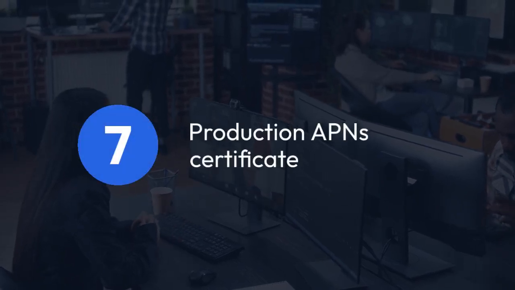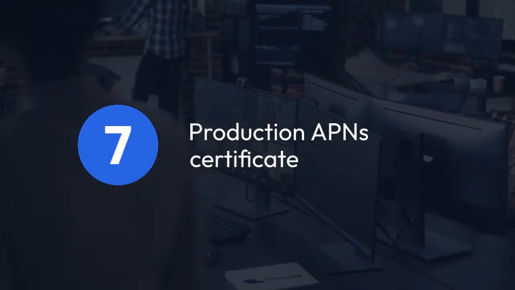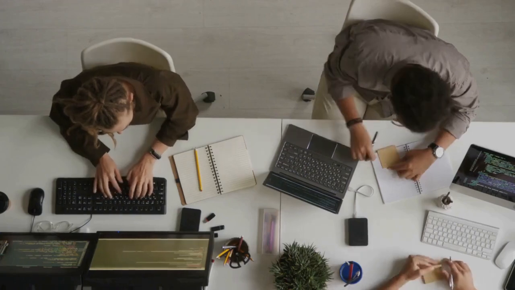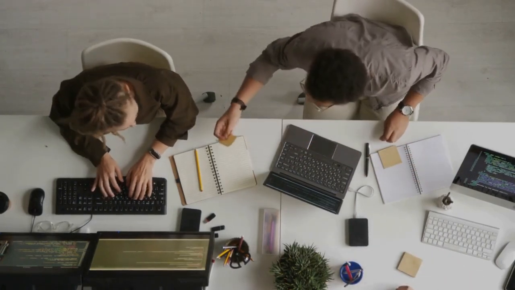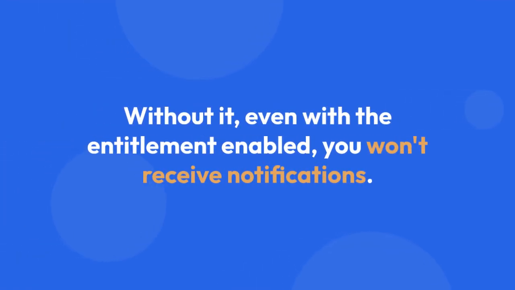7. For a production app, you'll need a production APN certificate. This certificate is essential for allowing your app's servers to communicate with Apple's push notification servers. Without it, even with the entitlement enabled, you won't receive notifications.